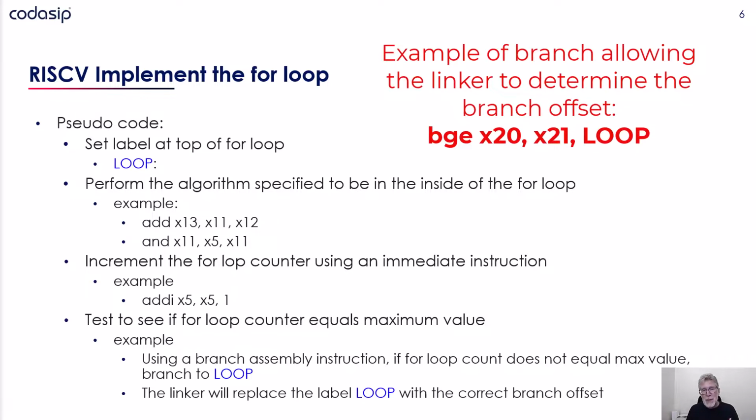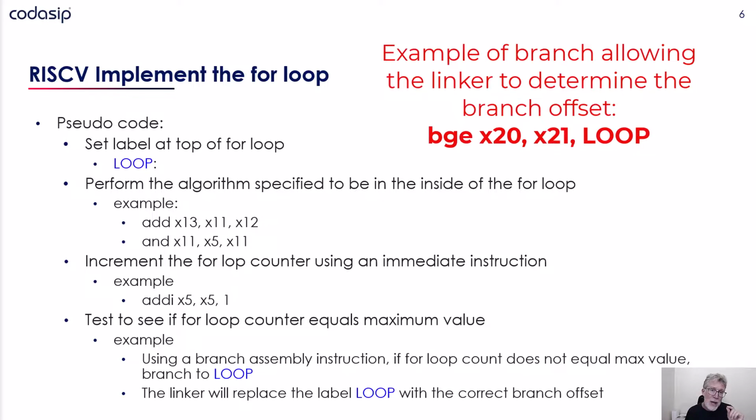Now, I'm branching up to the max value. As long as my for loop counter's not equal to the max value, I'm going to branch up. So if it's not equal to my branch value, then I'm going to branch up. But once I equal the max value, I don't want to branch, and I will continue on down. So you need to decide exactly how you're going to implement the branch operation.